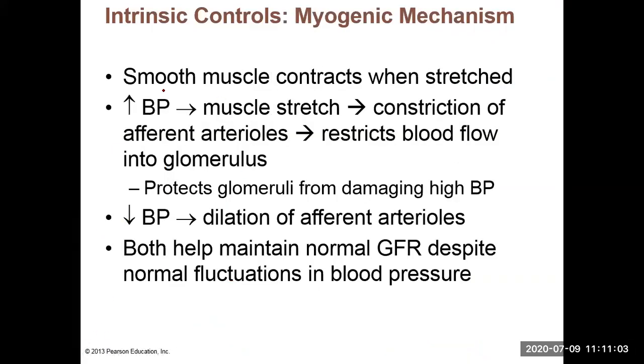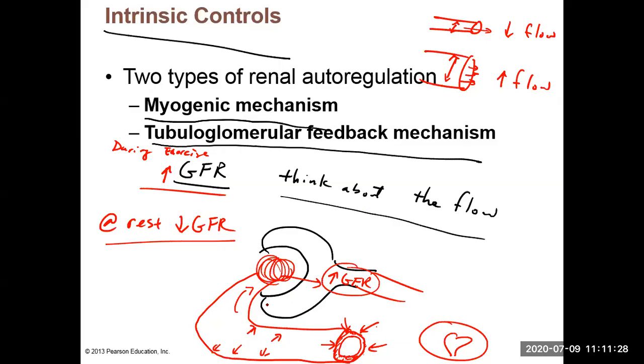So a smooth muscle contracts when it is stretched. This is during high blood pressure, and as a result of that, constriction of the afferent arterioles occurs, and that would restrict the blood flow into the glomerulus. This is exactly what I just told you. All right, this is for adjusting. So in other words, let's say that we are looking at exercise. Now there is a vasoconstriction going on. So I'm going to lower the diameter now, right here.